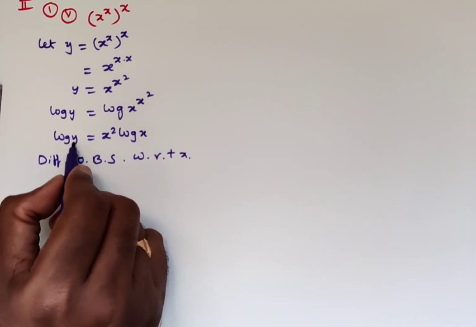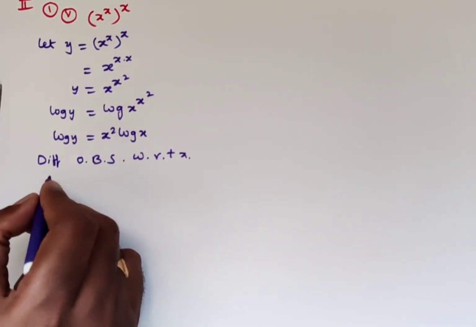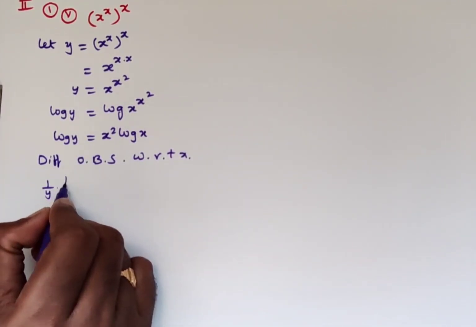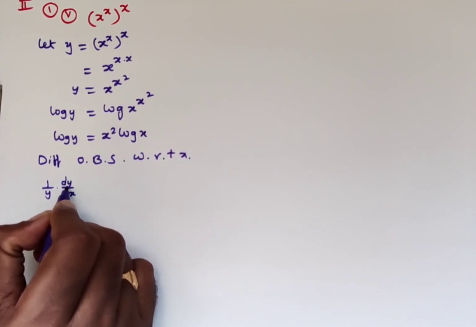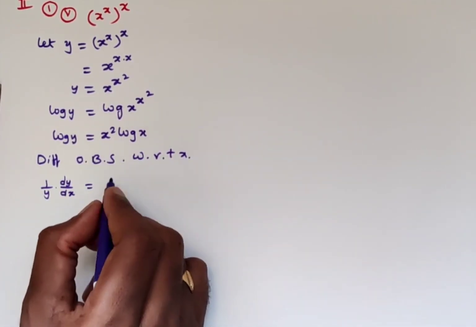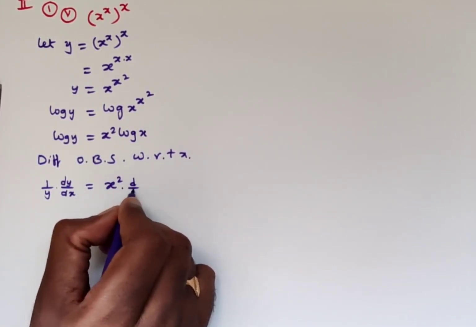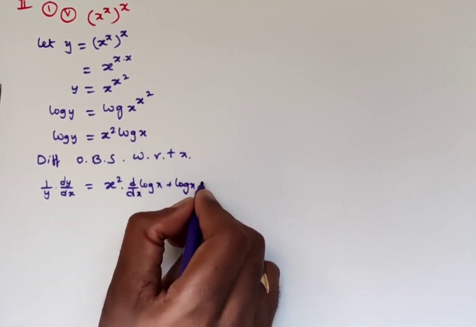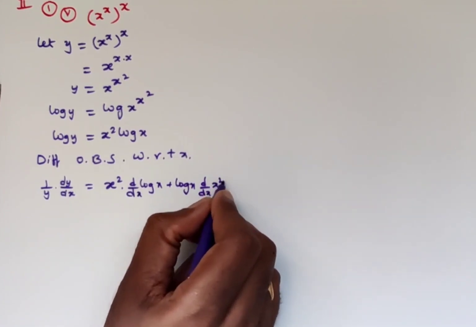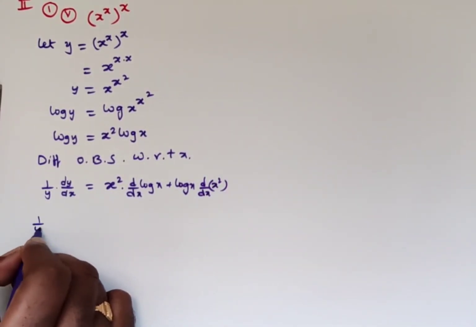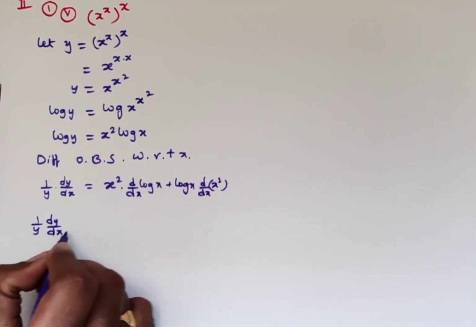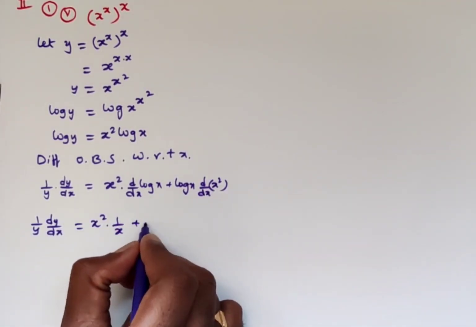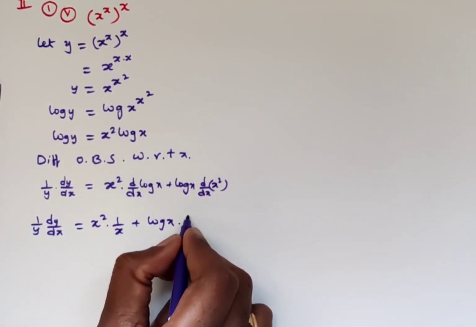While applying the derivative, you need to treat this y as a function in terms of x. So here the derivative of logarithm of y is 1 by y into dy by dx, which equals, now it is in u into v form, x square into the derivative of log x plus log x into the derivative of x square. Now this is 1 by y into dy by dx equals x square into 1 by x, since the log x derivative is 1 by x, plus log x into 2x.